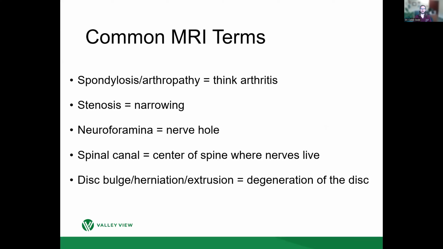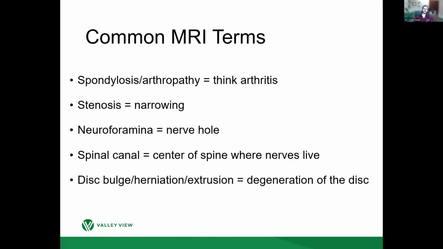So just to get started here with some common MRI terms. One of the ones that you'll see most often on an MRI will be spondylosis or arthropathy. Think arthritis, just like hips, knees, shoulders, you can get arthritis in the back, and that's often called spondylosis on your MRI. Stenosis, think of narrowing, so that could be in a couple of different parts of the spine, but you'll see stenosis in pretty much every MRI that you'll read.